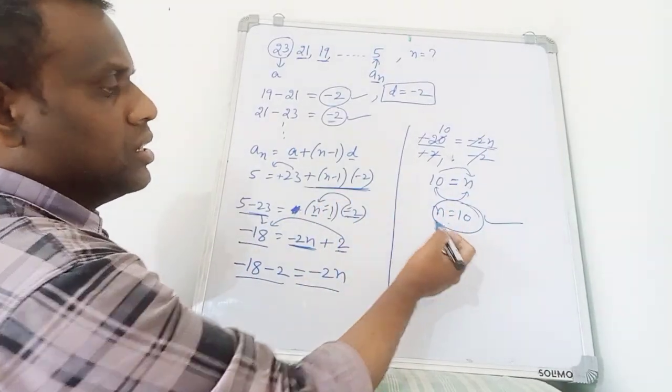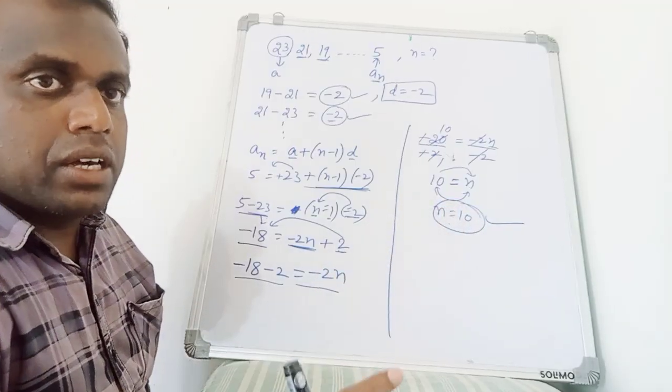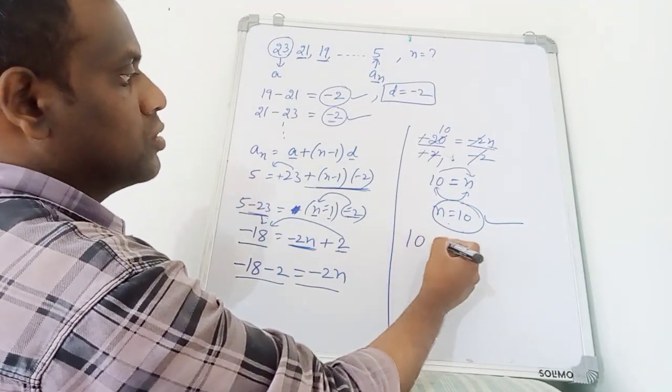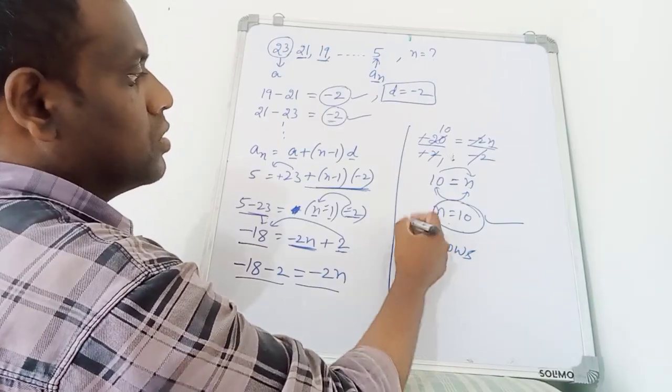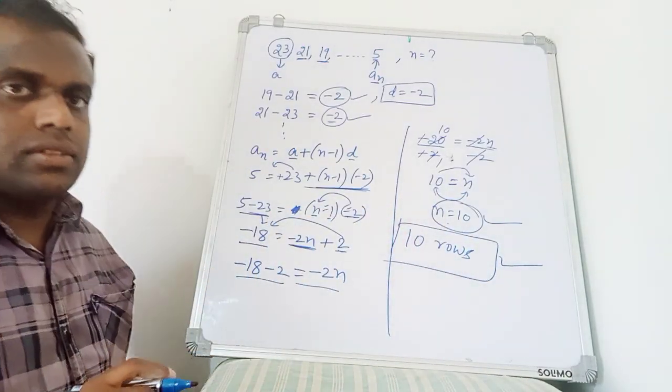So that means the last row number is 10. That means how many rows are there? Total 10 rows. This is the answer.